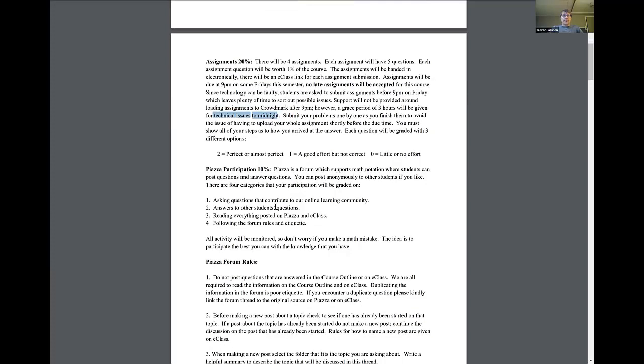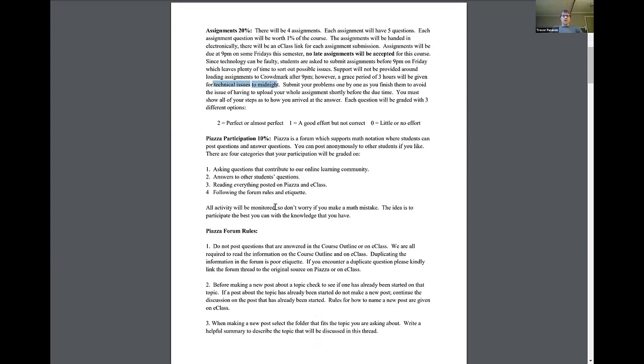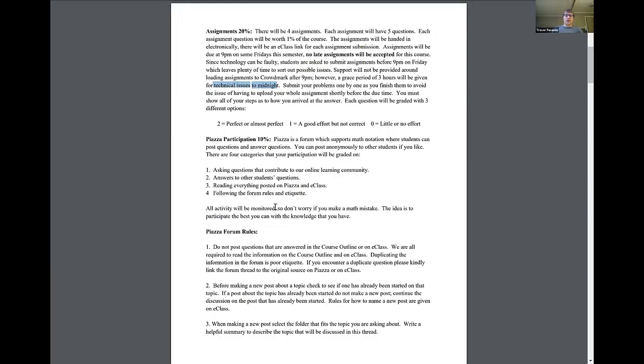Okay, so participating on the Piazza forum is an important part of the course as well. And I want us to use Piazza to our own learning desires. And that's not the same for everyone. So it does make it a bit of a challenge to fairly distribute this grade. But we're going to do our best to do so.